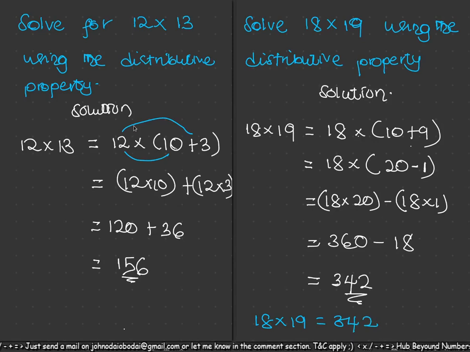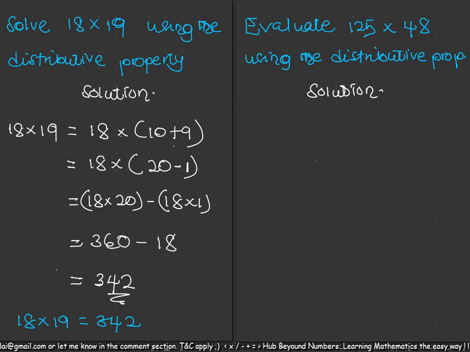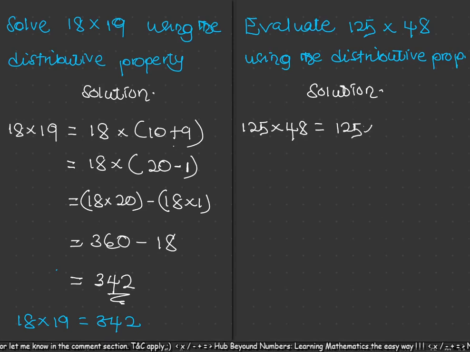Let's pick one last example and then I'll give some exercises. So once again here, we have to evaluate 125 times 48 using the distributive property. So we have 125 times 48, which can be written as 125 times into bracket 40 plus 8, but we want to use a subtraction. So we have 125 times, instead of 48, we'll rewrite it as 50 minus 2. And 50 minus 2 actually gives us 48, you see.